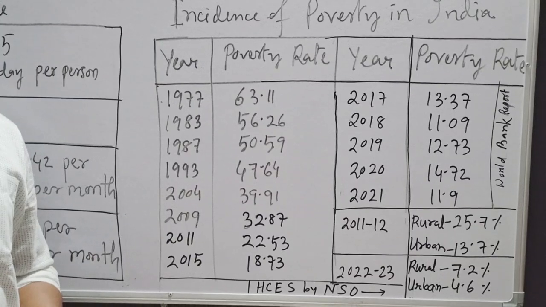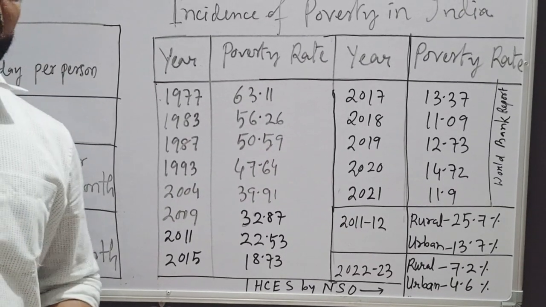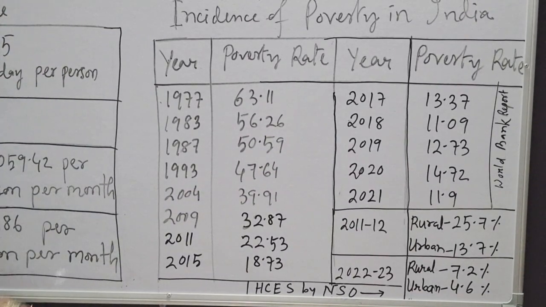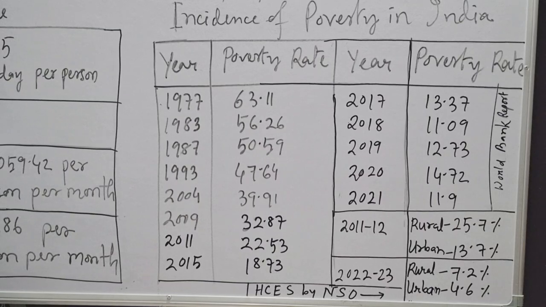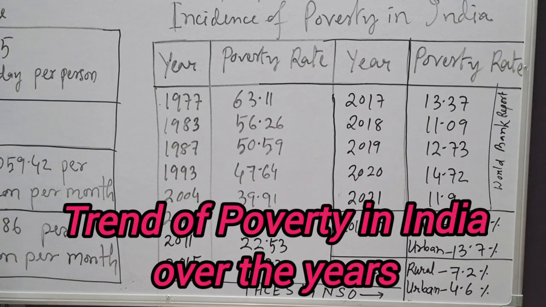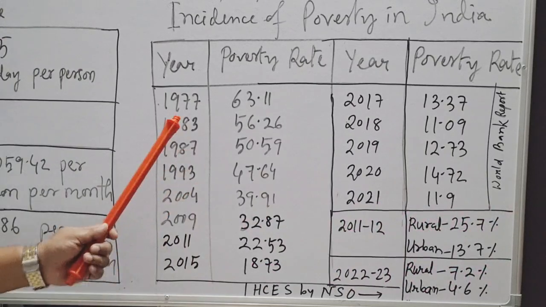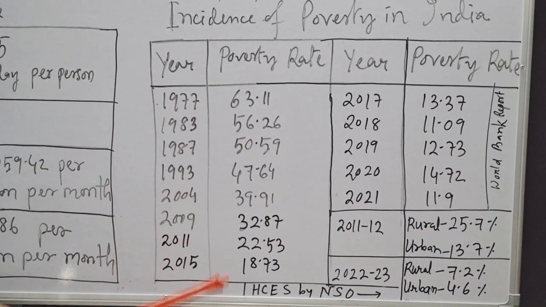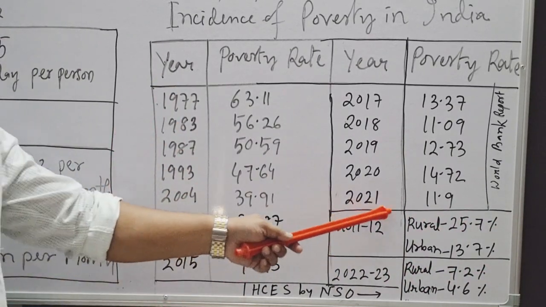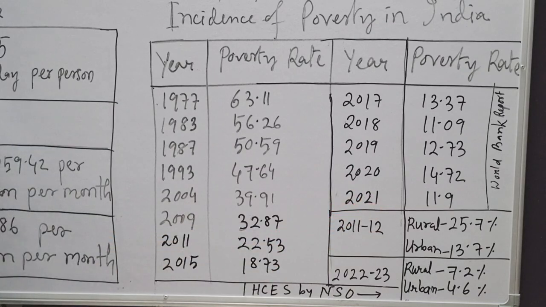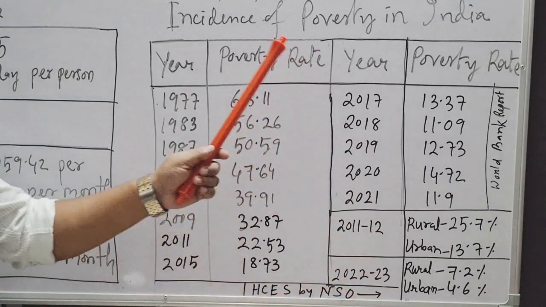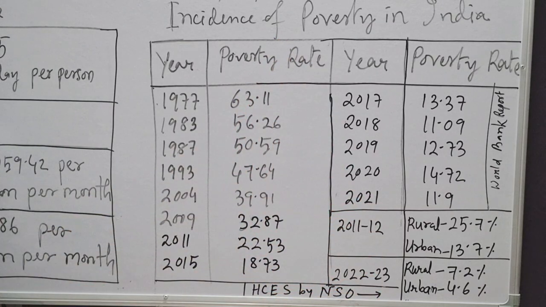Which is an organization of the government of India. And while talking about the incidence of poverty as a trend, if we go back to the past years, from 1977 till date, up to 2021 or up to 2023, what are the incidences of poverty in India throughout the period.